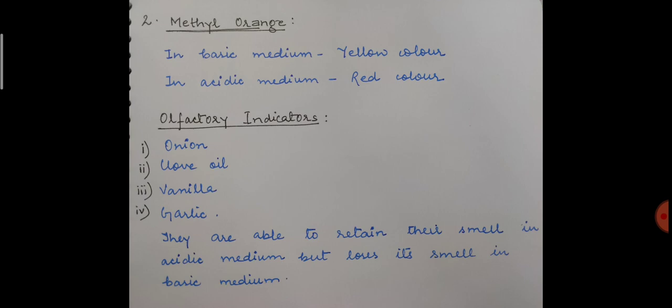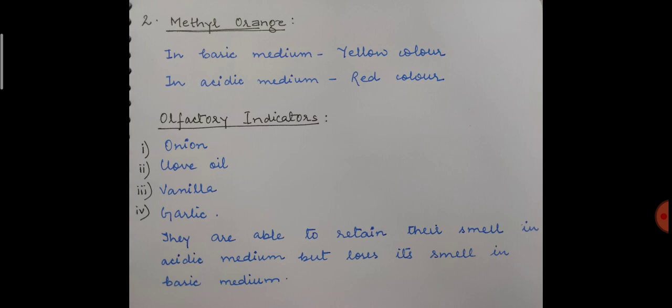Then olfactory indicators. We discussed olfactory indicators with the help of one activity, which is given in your book. There are four important olfactory indicators: onion, clove oil, vanilla and garlic. See, all these four things have their own characteristic smell. Olfactory indicators means these indicators show different smell in acidic or basic medium.